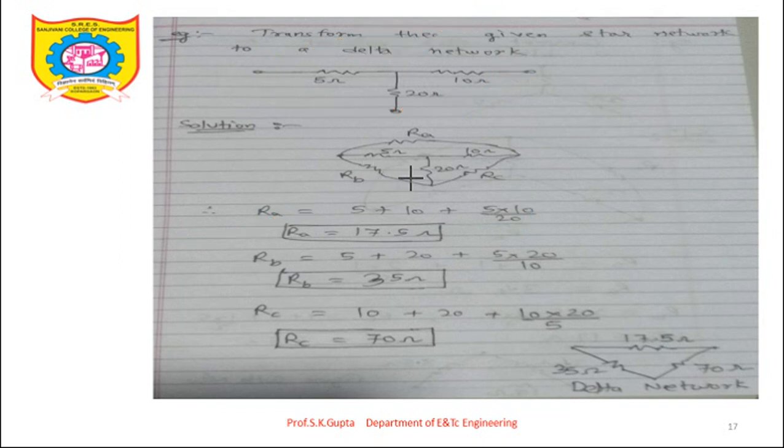Now I will try to calculate this resistance value. Okay. So for this resistance, what are the nearby resistances? 5 and 20. So 5 plus 20 plus their product 5 into 20 divided by the remaining resistor, 10 ohm. So sum plus product divided by remaining. So 5 plus 20 is 25 plus 5 into 20 is 100 divided by 10 is 10. So 25 plus 10, answer is 35 ohm.